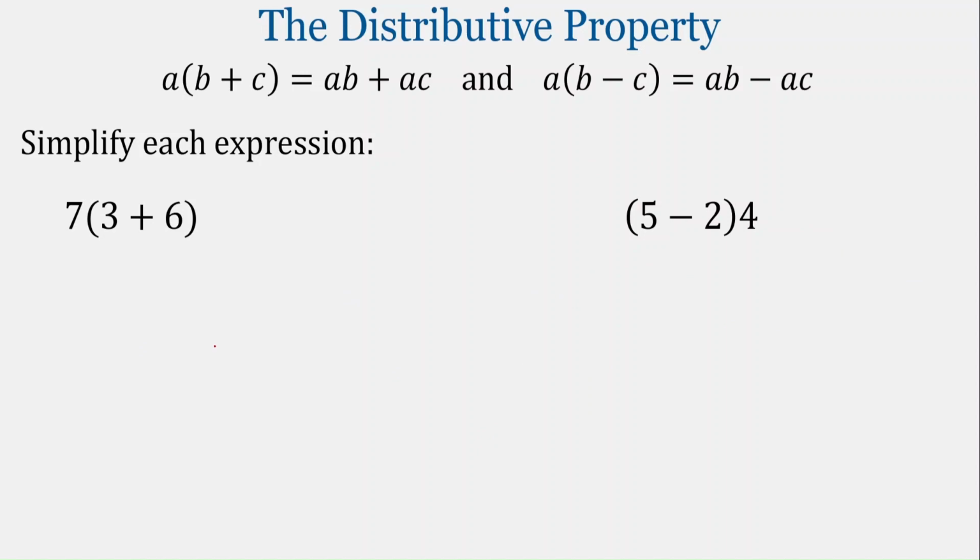We use the distributive property to simplify expressions. So how we do this is we take the number being multiplied, in this case 7, and we distribute it to each of the terms being added. So now we have 7 times 3 plus 7 times 6. 7 times 3 is 21. And then 7 times 6 is 42. And we add those up and we get 63.